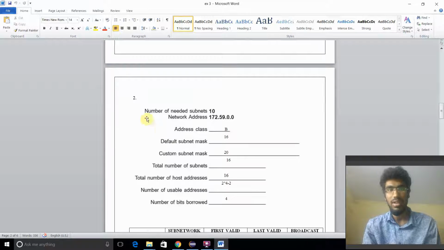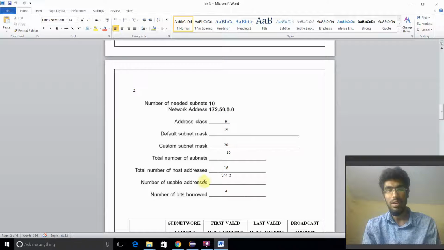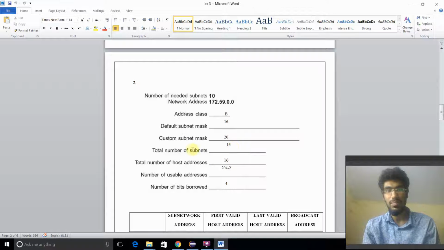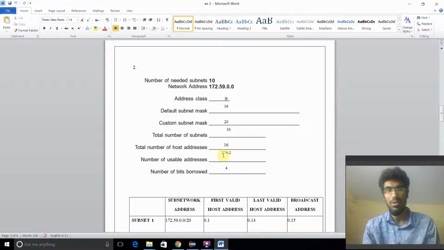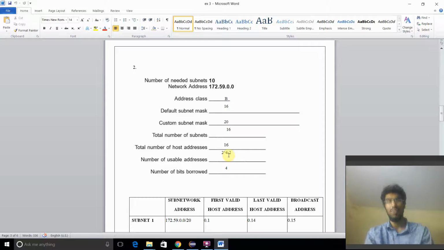Now coming to the second problem, the number of needed subnets is given as 4 (10 in the later calculation), and the network address is 172.59.0.0. Here 172 belongs to Class B, and in order to get 10 subnets, we need to borrow 4 bits. So the custom subnet mask is /20, and the number of subnets is 2 power 4, that is 16, and the usable host addresses are 2 power 4 minus 2.